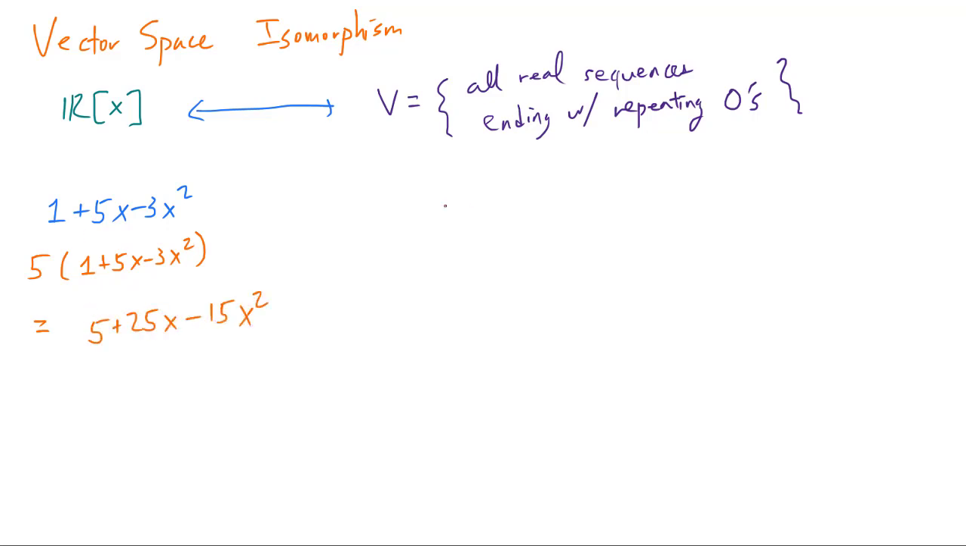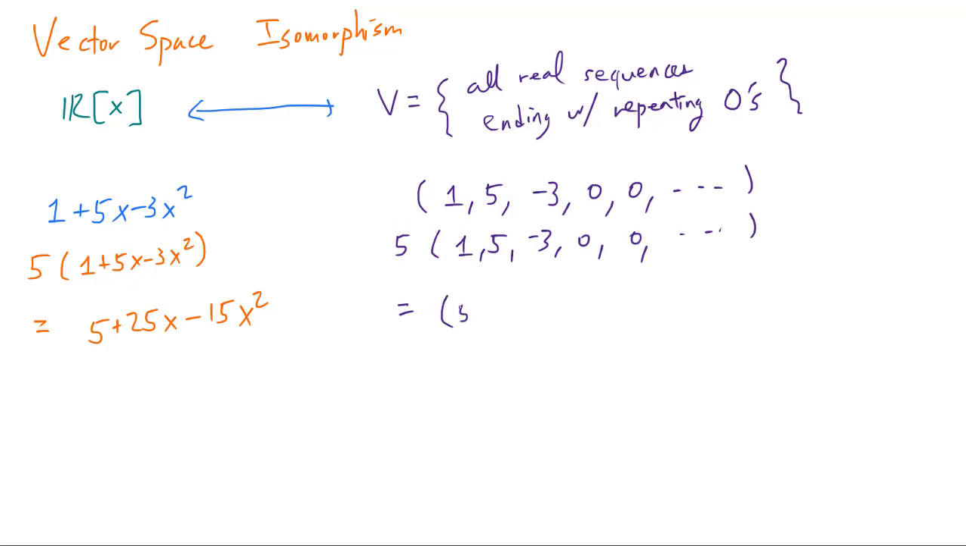But now, in V, let us consider the sequence 1, 5, negative 3, and a bunch of zeros. And if you consider scaling this thing by 5, then we once again are going to get 5, 25, negative 15, and so on. I mean, to make the point even clearer, you can also think of this as plus 0x cubed plus 0x to the fourth and so on. And by this point, you may be asking, is there any difference between these two vector spaces if we only care about vector space operations? And the answer is, of course not. These are the same.